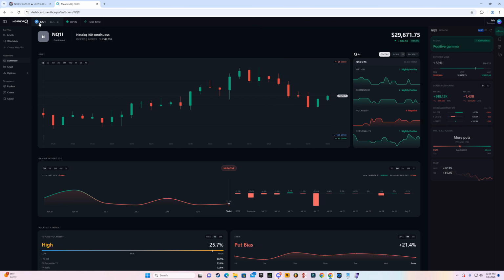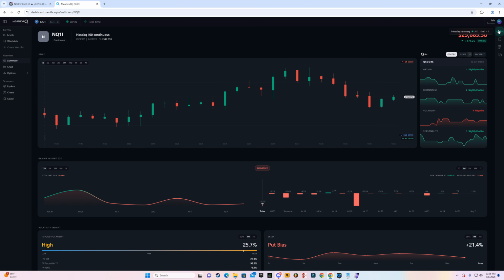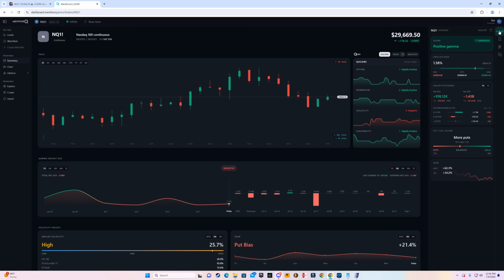So simply, I have NQ over here, and then I click on this tool over here, intraday summary, right? And then I refresh this, and it is telling me we are in a positive gamma regime. We're going to see failed auction setups. We're going to see breakouts failing. If this was in a negative gamma regime, I would be waiting for breakouts.